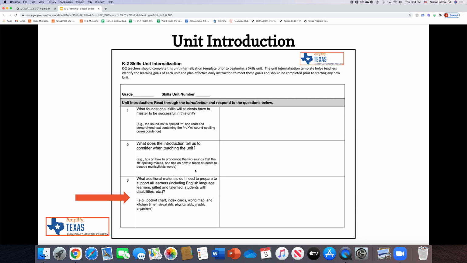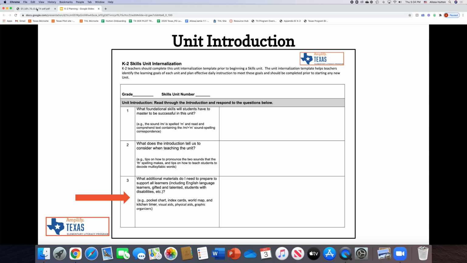We're going to move on to the last part of our unit internalization that utilizes the unit introduction. In this particular section, I'm focusing on what additional materials I will need to prepare to support all learners, including English language learners, gifted and talented, students with disabilities, and so on.